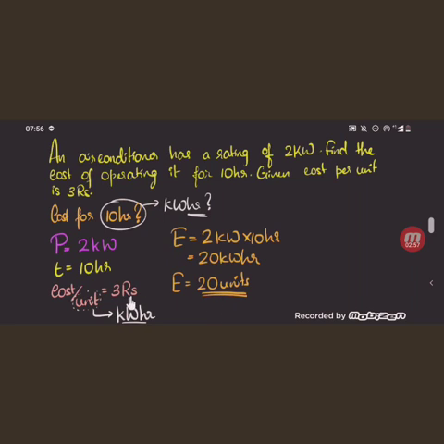Now we know for 1 unit, we have to pay 3 rupees. So for 20 units, how much should we pay? Well, the cost would be 20 times 3 rupees. That's going to be 60 rupees. And so there we have it. We've solved our first problem. Let's do one more.